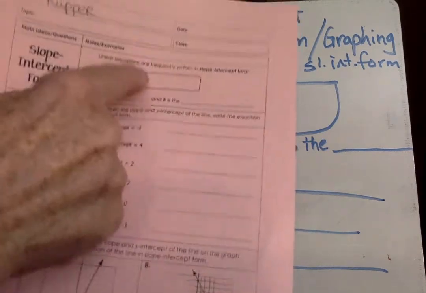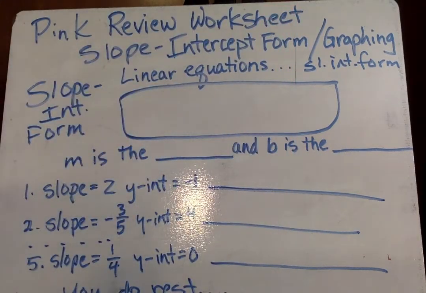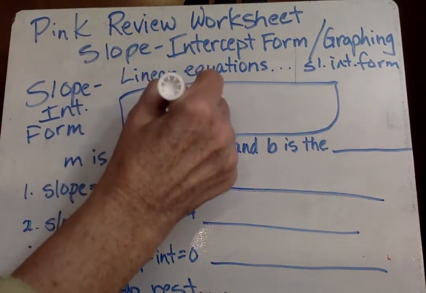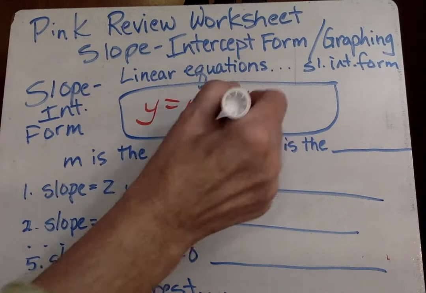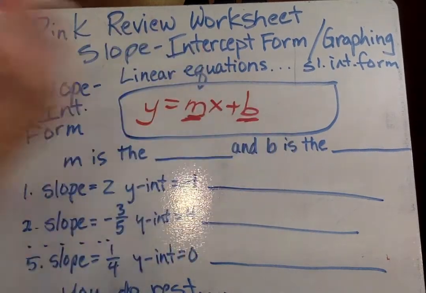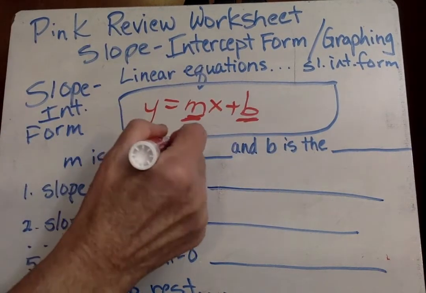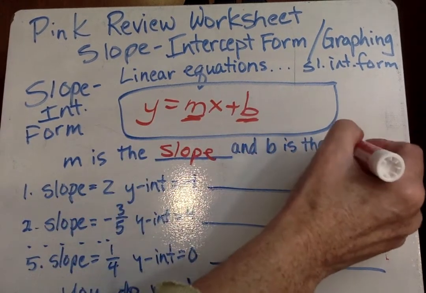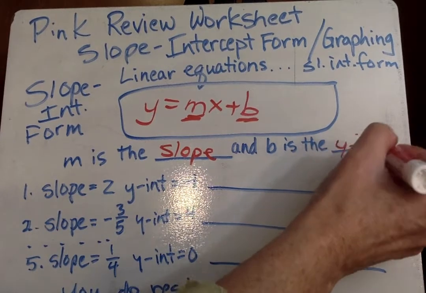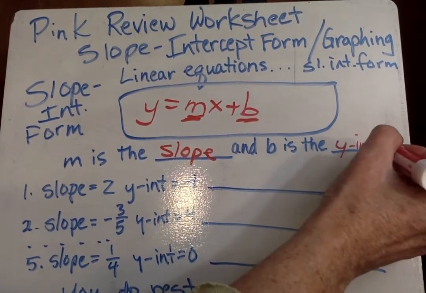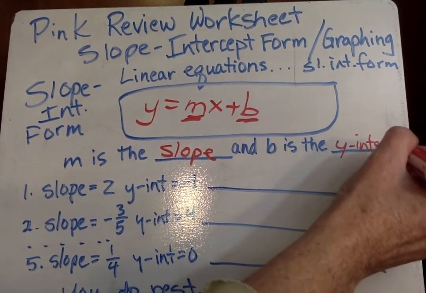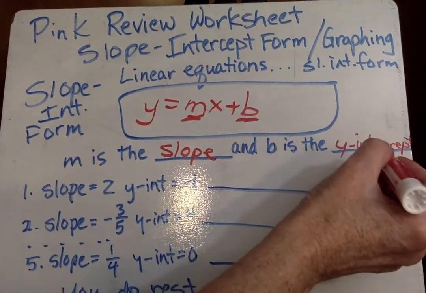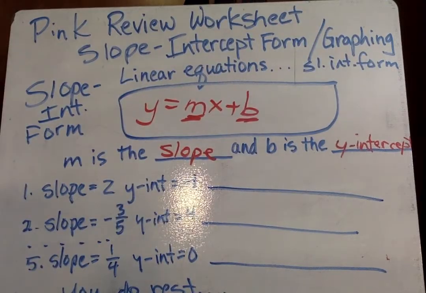So in this big area right here, we're going to write slope-intercept form. Remember, y equals mx plus b, where m is a number and b is a number. Okay, m is the slope and b is the y-intercept. I don't know if you can see that, I-N-T-E-R-C-E-P-T, y-intercept, okay?